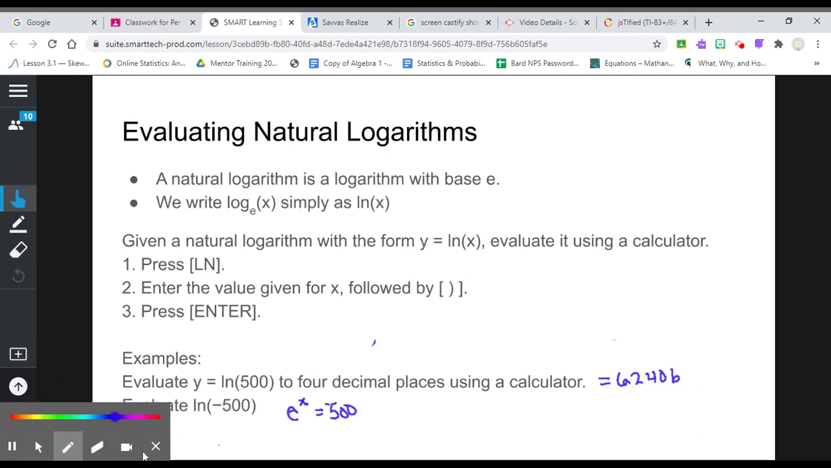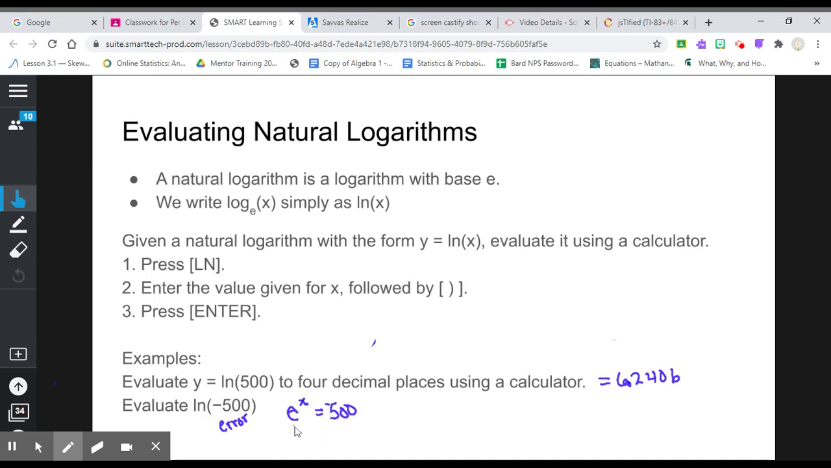Okay, so at this point, you should have gotten 6.2406 for the first one. For the second one, you should have gotten an error. Let's think about why we got that error. Remember, we can rewrite this. The natural log, we know the base is really e, although we don't see it. So e raised to what power will give us negative 500?